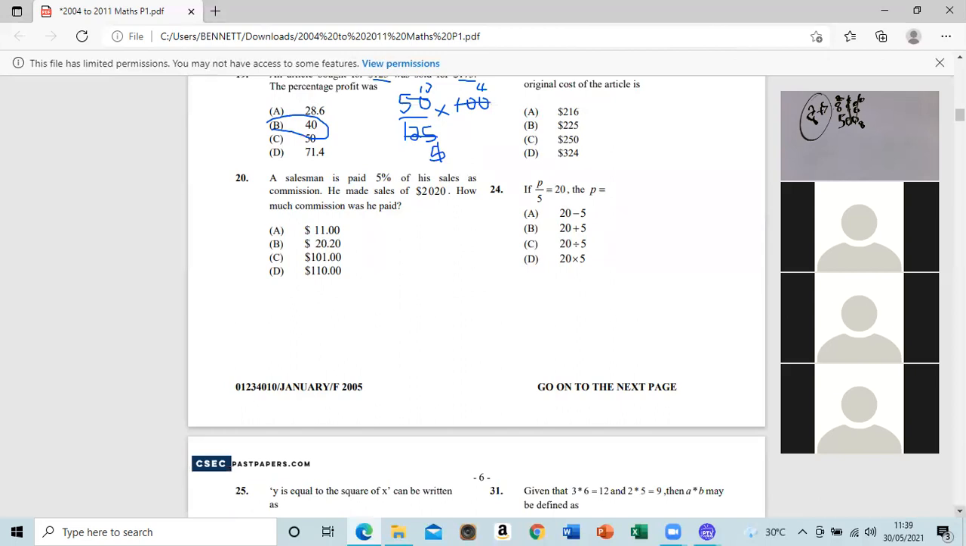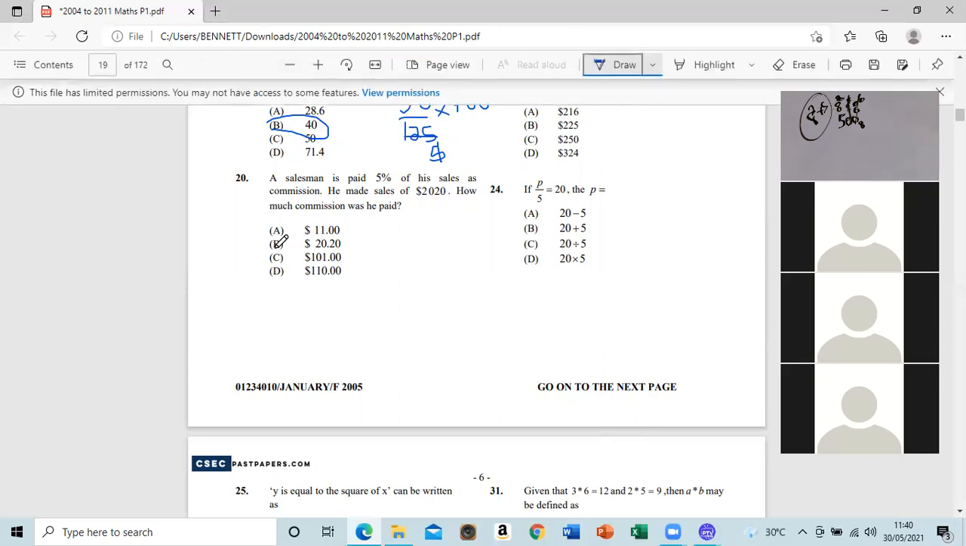Number 20. Somebody try with me, man. Guys, come on. A salesman is paid 5% for his sales as commission. He made sales of $2,220. How much commission did he make? So commission, that's slavery work, you know. If you don't work, you don't get paid basically. So find 5% of 2,220. What would that be? I think about 100 and something. Sir, C. Yeah. So 5%.